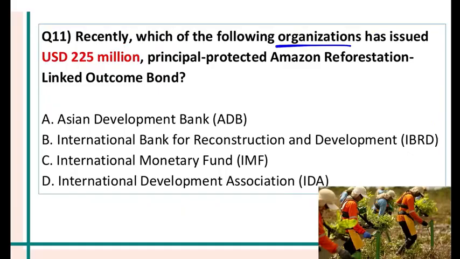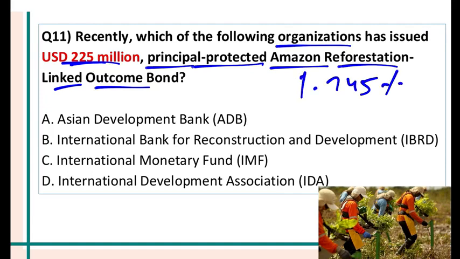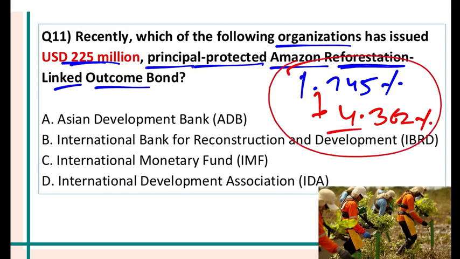The organization has issued bonds worth 225 million US dollars. These are principal protected Amazon reforestation linked outcome bonds. So the interest rate that you will get will depend on whether the climate targets are achieved or not. So there is a minimum interest rate and a maximum interest rate. The minimum interest rate on the bonds will be 1.745%, and if the reforestation targets are achieved in the Amazon forest, it can go as high as 4.362%. It looks less. Even if you achieve the maximum, it is still less.